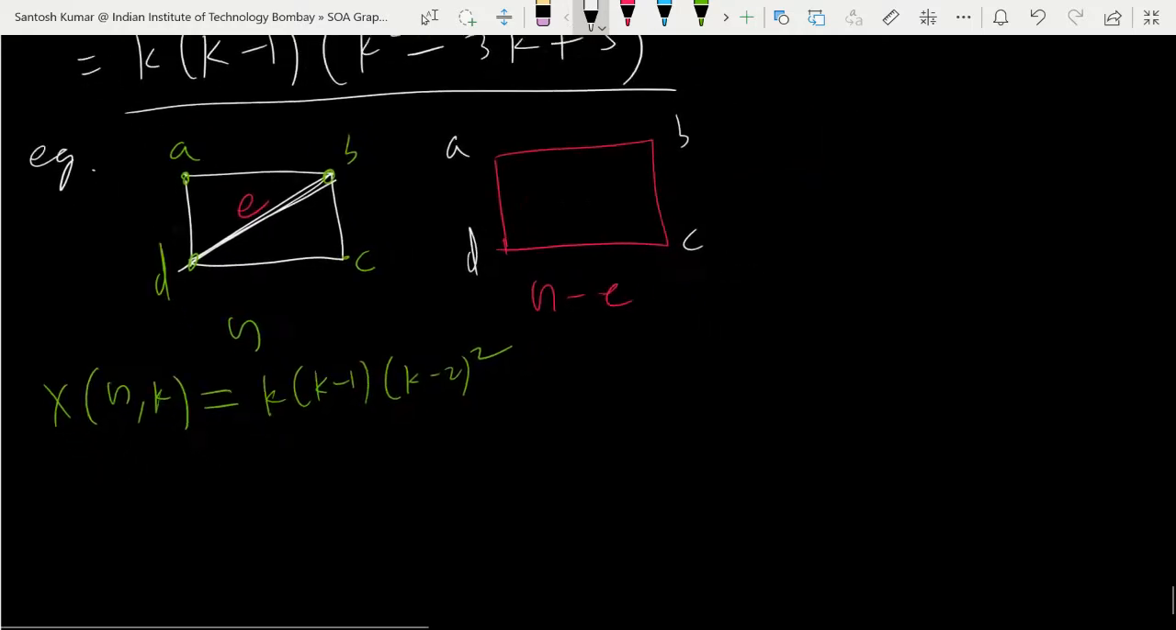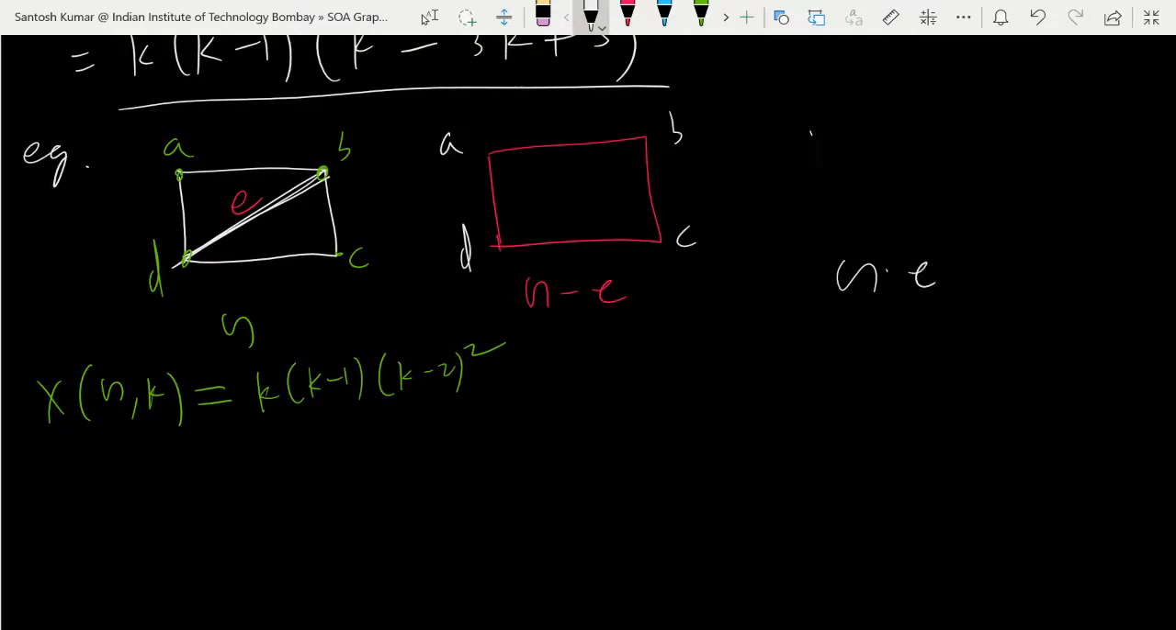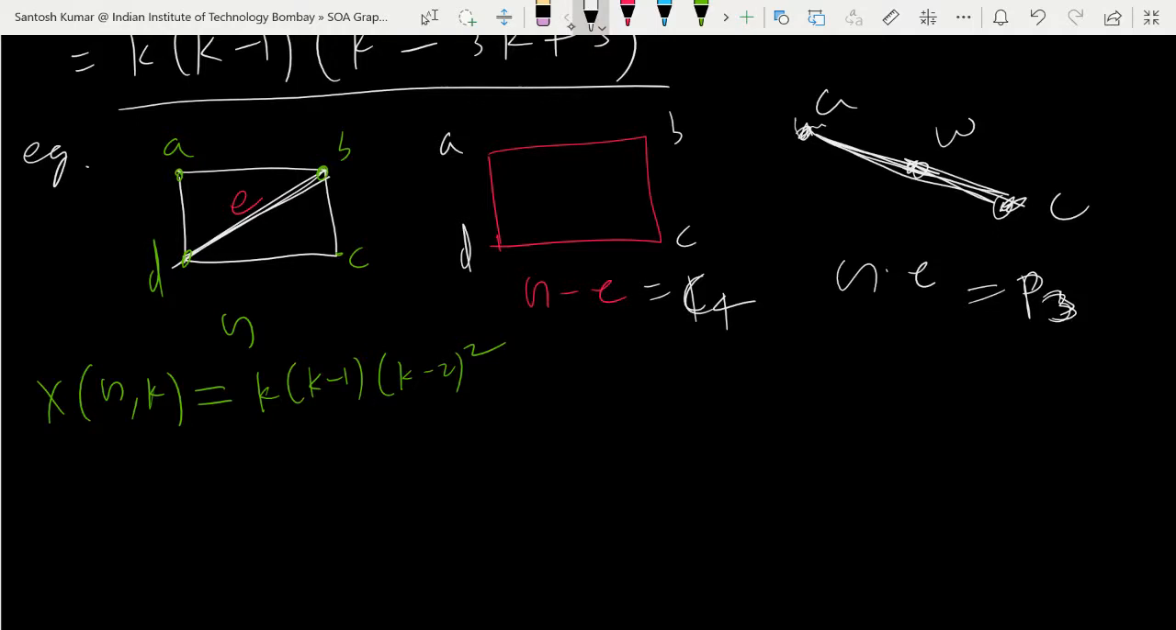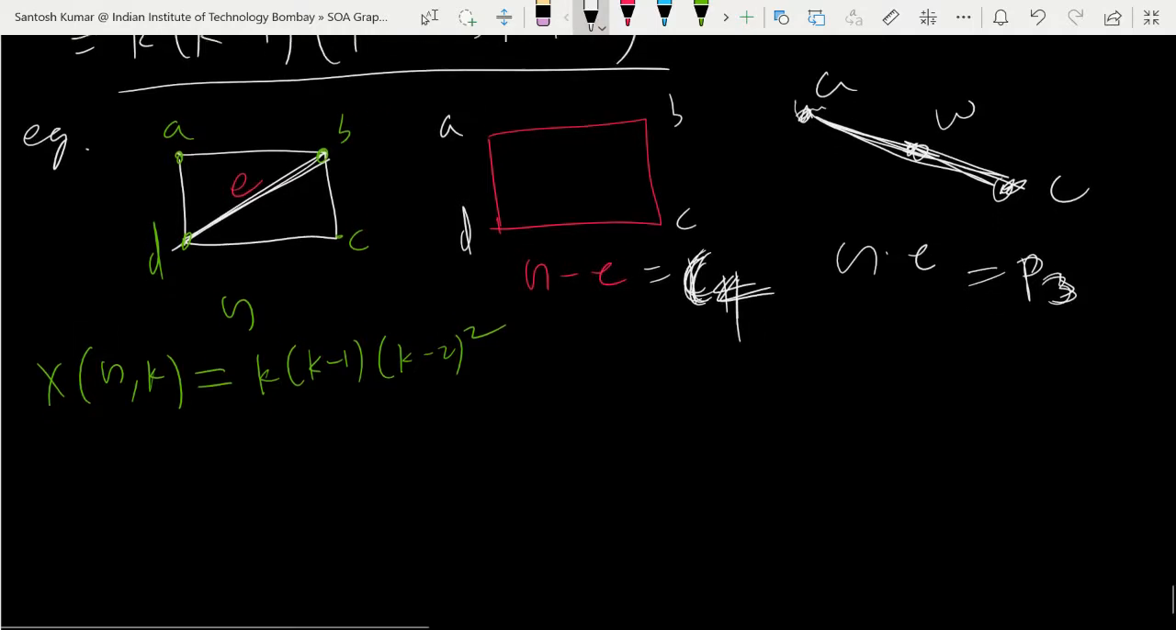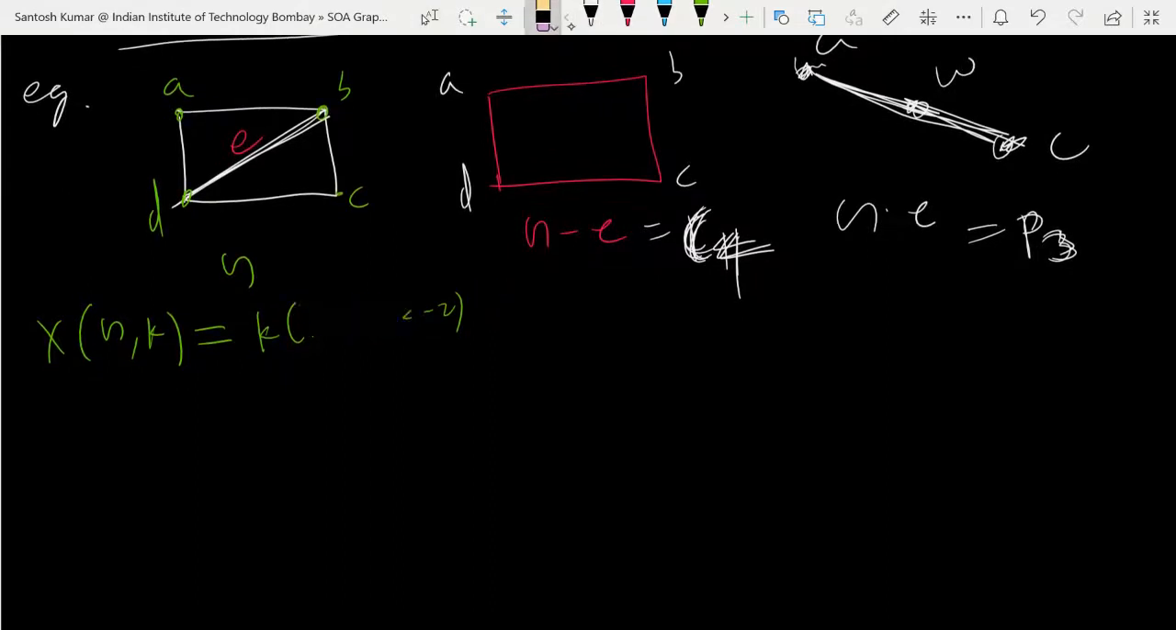Good. So now G dot E. The contraction of E: if you do it, BD will shrink to a point. So you have only A and C left, and this BD will be a new vertex, W let's say. So finally, this is nothing but P3, and this one is going to be C4. Okay, C4 and P3. So now it's easy. Just use the result.